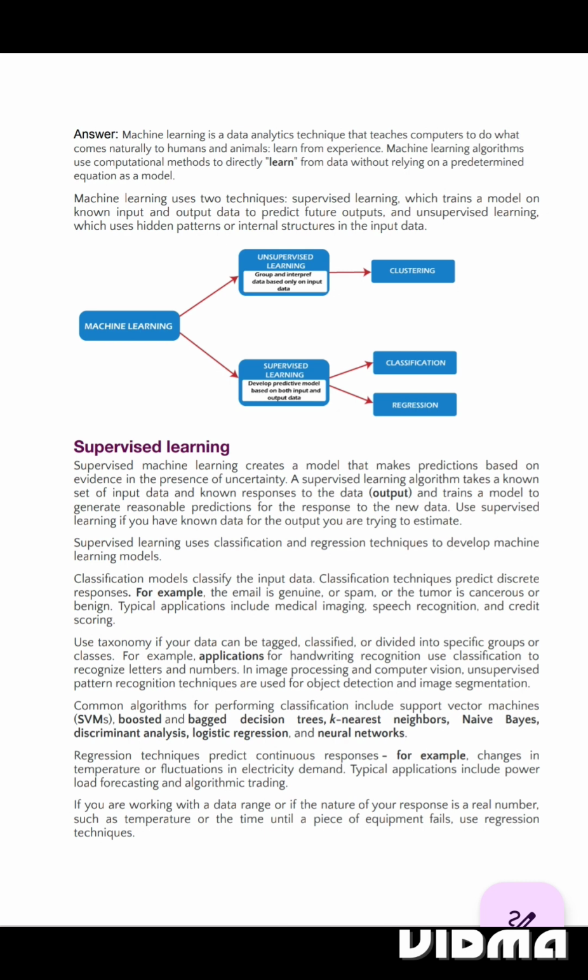Regression techniques predict continuous responses, for example, changes in temperature or fluctuations in electricity demand. Typical applications include power load forecasting and algorithmic trading. If you are working with a data range or if the nature of your response is a real number, such as temperature or the time until a piece of equipment fails, use regression techniques.